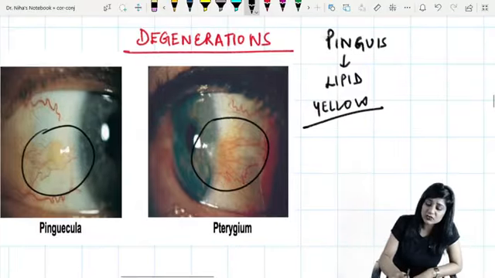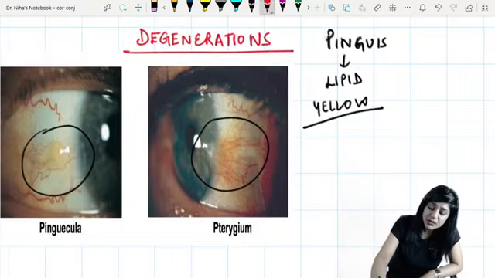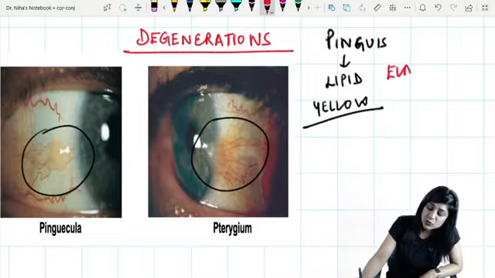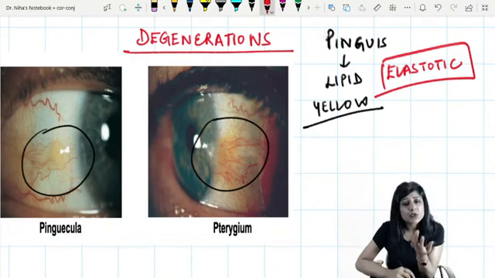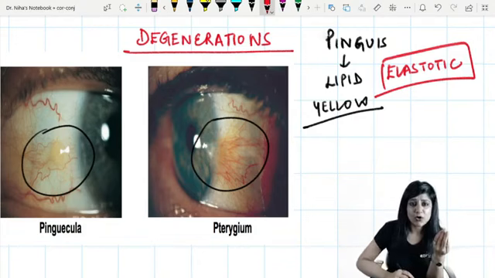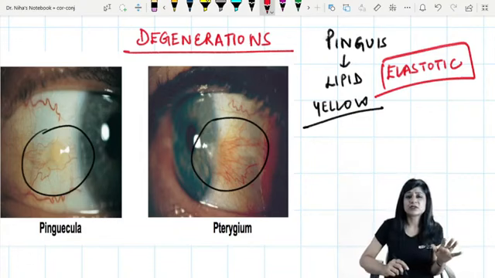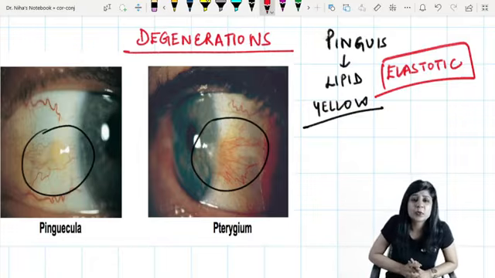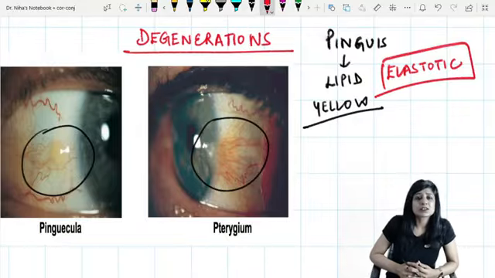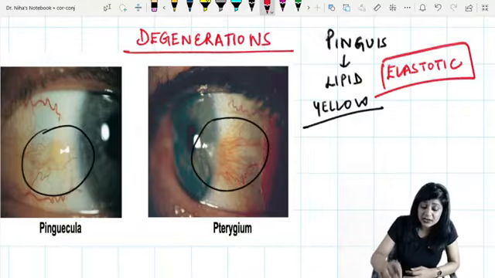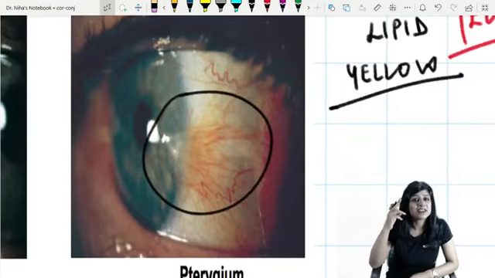What kind of degeneration do we have? We have an elastotic kind of degeneration. And even if it is growing towards the cornea, it is not causing any symptoms, and therefore no treatment is required, other than sometimes people complain of cosmesis. We do not have any problem. But when I talk about pterygium, it's a dangerous thing.